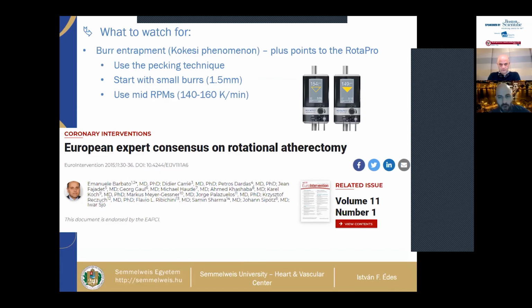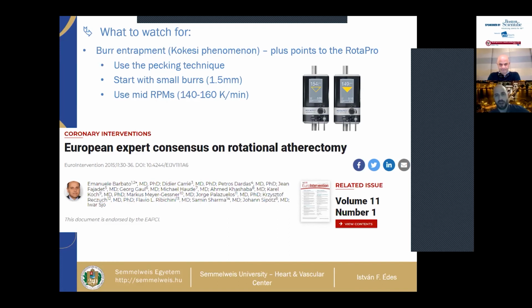This is when the burr jumps through the initial lesion, and you have to know that the proximal part of the burr does not spin, only the distal half of the burr spins. And if you jump through a lesion, you will have a very difficult time with burr entrapment, because pulling it out and removing it is a very problematic issue.